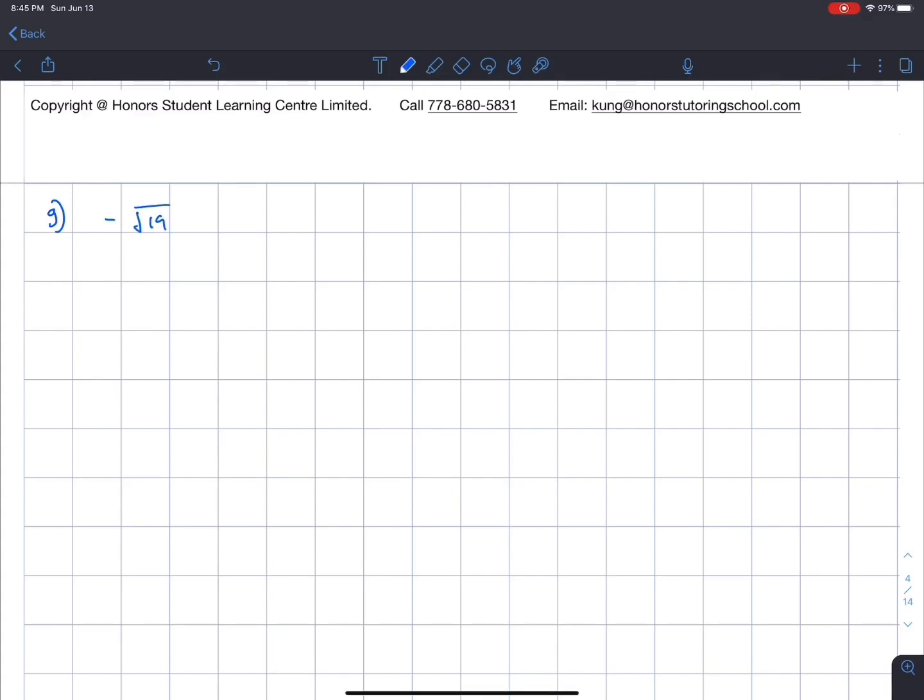g, negative square root of 19. Same idea. We have negative square root of 25 and negative square root of 16. 25 to 19 is 6 units away. 19 and 16 is 3 units away. So we have negative 5 and negative 4. It's much closer to negative square root of 16, so this will be negative 4.